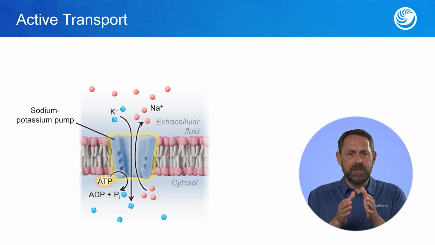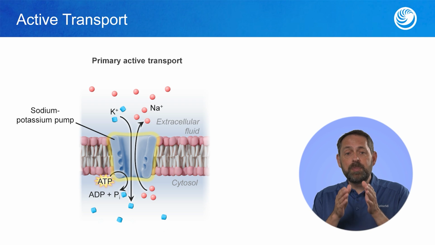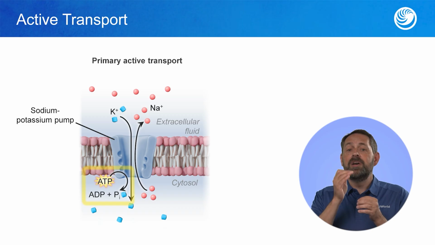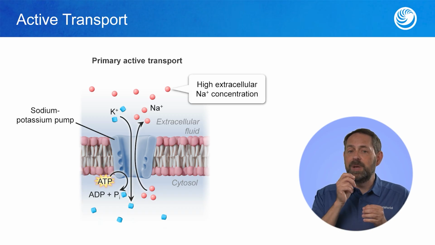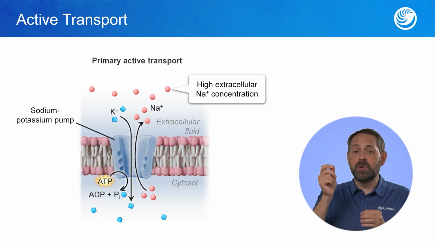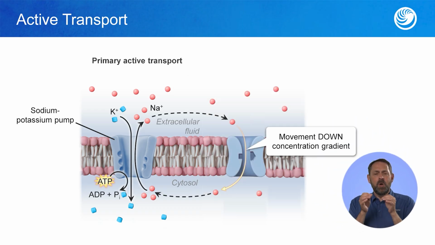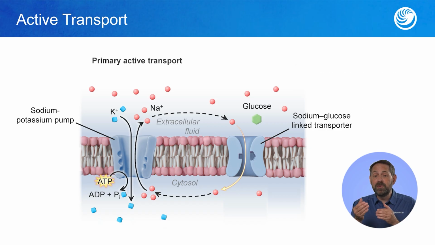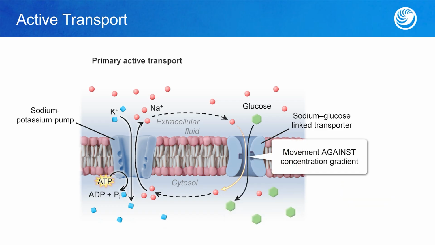As described earlier, the sodium-potassium pump represents a primary active transport mechanism that uses the energy released from ATP hydrolysis to maintain a high extracellular sodium concentration. When sodium ions diffuse back into the cell down their concentration gradient, the potential energy stored in the sodium concentration gradient is harnessed by the SGLT transporter to move glucose into the cell against the glucose concentration gradient.